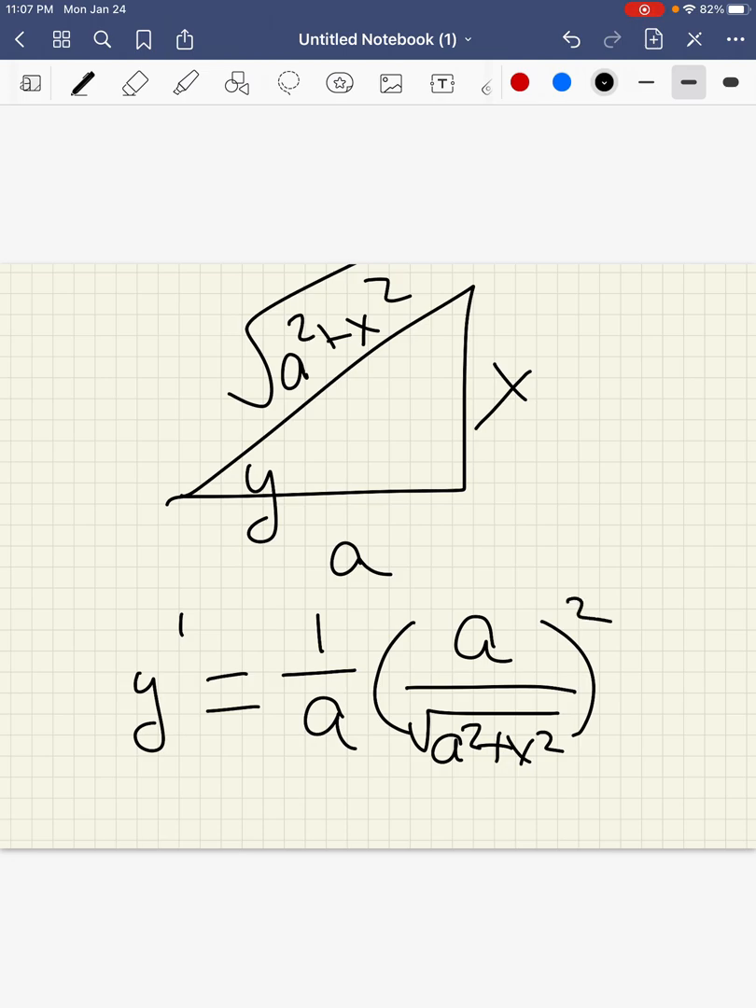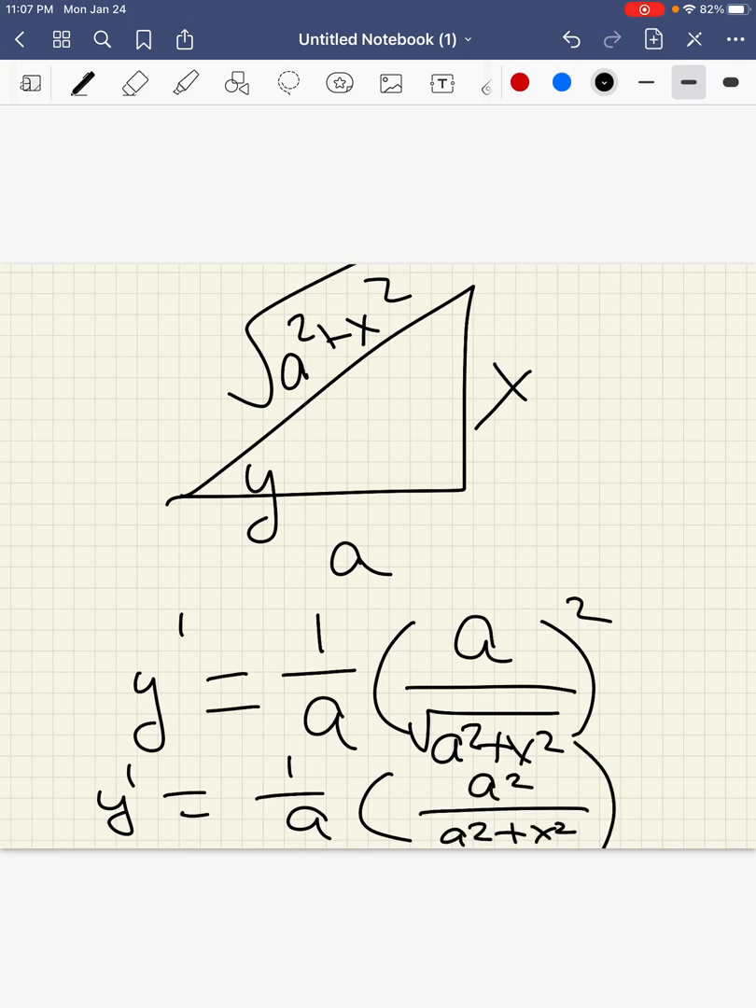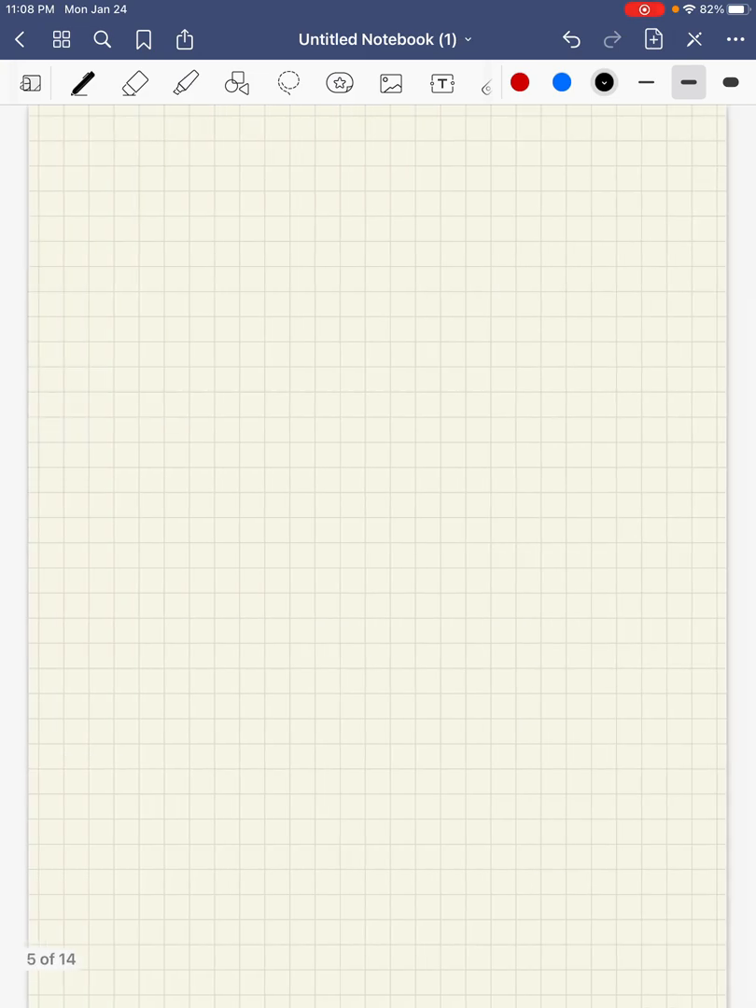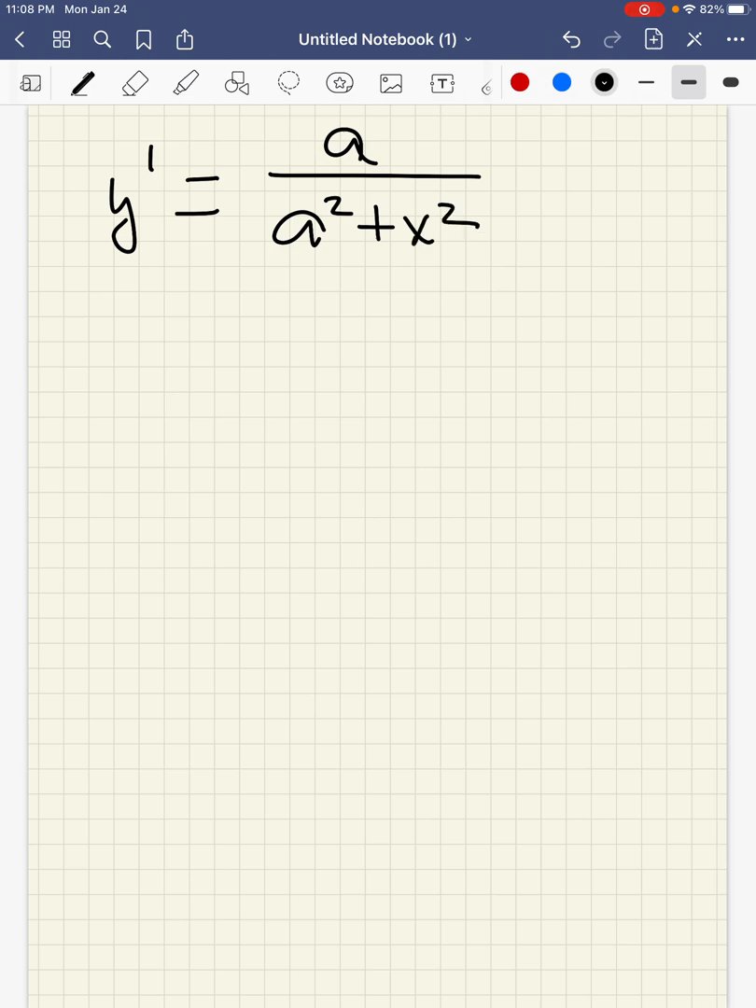So that's just going to simplify. This would be 1 over a times a squared over a squared plus x squared. And then this a will cancel in here and just leave us with an a. So we'll end up with y prime is equal to a over a squared plus x squared. And remember, when we get ready to plug into these things, a is just a constant. x is a variable, but a is a constant, a number.